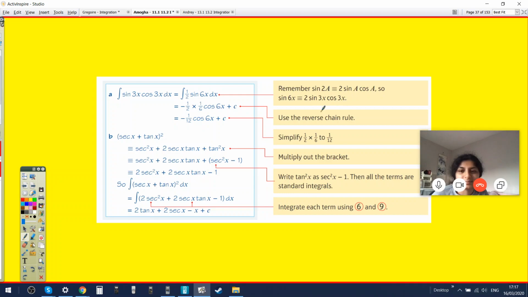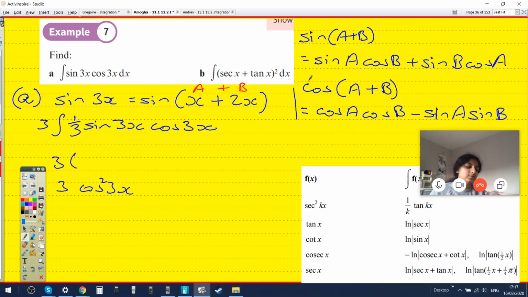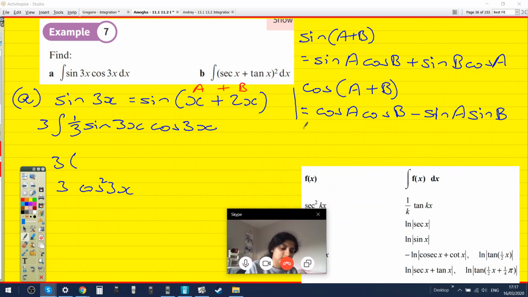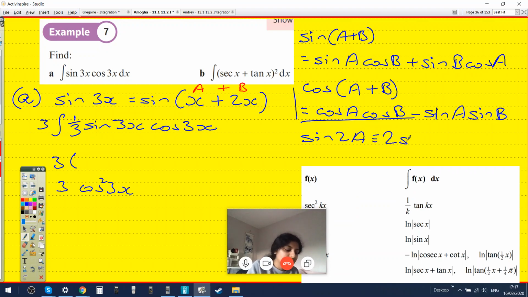Oh, that's cheating. Formula again. That is cheating. Say it's double angle. So sine 2a equals 2 sine a cos a. And so instead of writing it as sine of x plus 2x, you just have half of sine 6x. Right? To integrate, which would then be half.